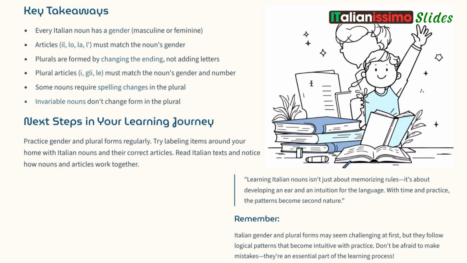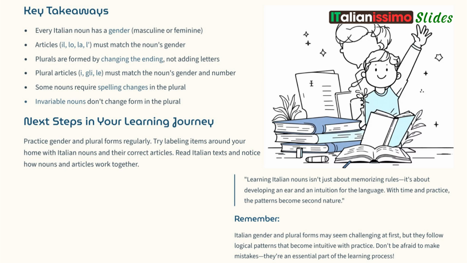Putting it all together. Practice makes perfect. Key takeaways: every Italian noun has a gender, masculine or feminine. Articles il, lo, la, and l apostrophe must match the noun's gender. Plurals are formed by changing the ending, not adding letters. Plural articles i, gli, and le must match the noun's gender and number. Some nouns require spelling changes in the plural. Invariable nouns don't change form in the plural.